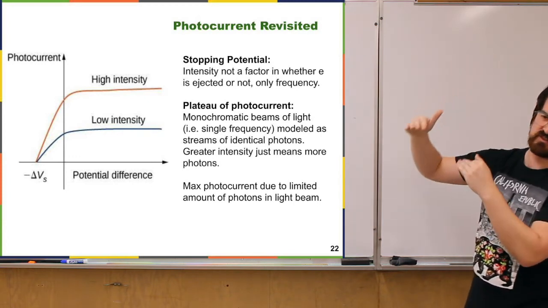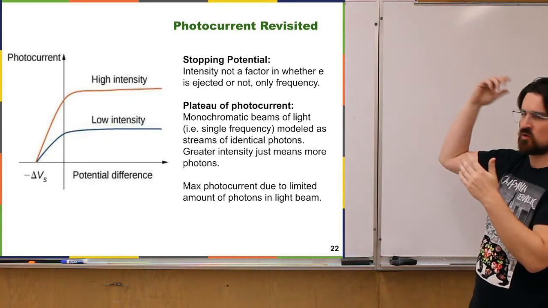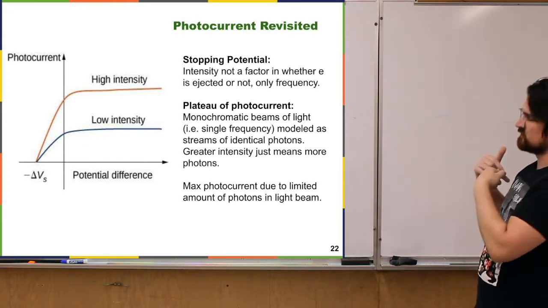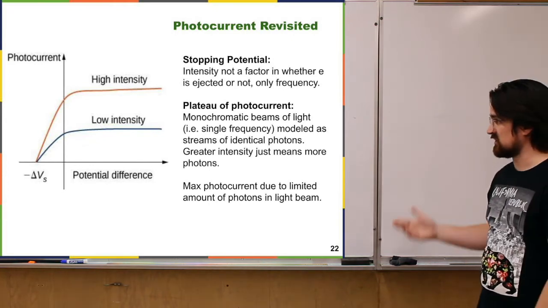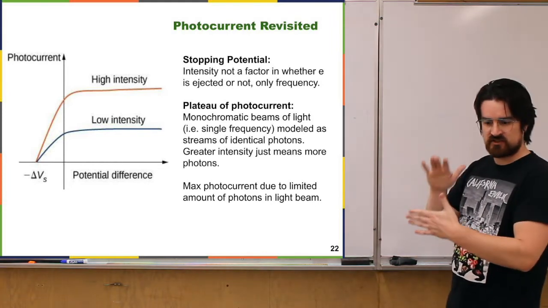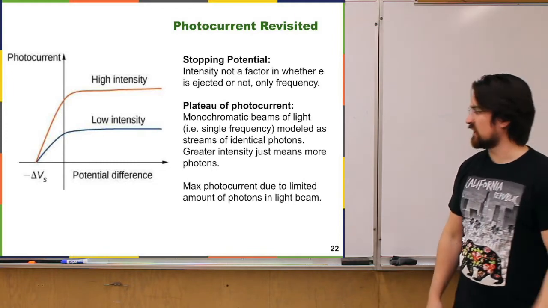Higher intensity means there's a higher amount of electrons you can release, but you can't get more out just by trying to increase their kinetic energy once they're released from the material. That is to say that the maximum photocurrent you're going to get is limited by the amount of photons that are incident on that target, or the rate of the photons hitting that target, not the intensity.